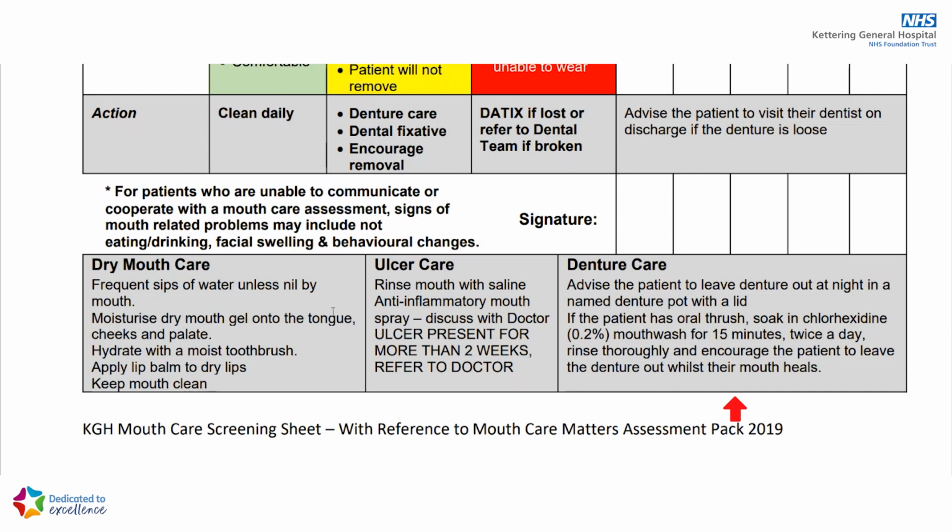For all patients that have dentures, we advise that the patient is to leave the denture out at night in a named denture pot with lid. If they have oral thrush, soak the dentures in 0.2% chlorhexidine mouthwash for 15 minutes twice a day. Rinse thoroughly and encourage the patient to leave the denture out while their mouth heals. The patient may want to make some form of assessment themselves if they're able to, because they may want to put it in when they are eating.